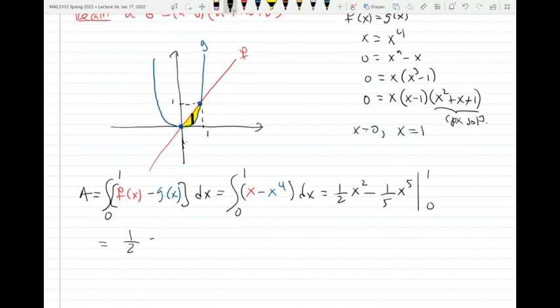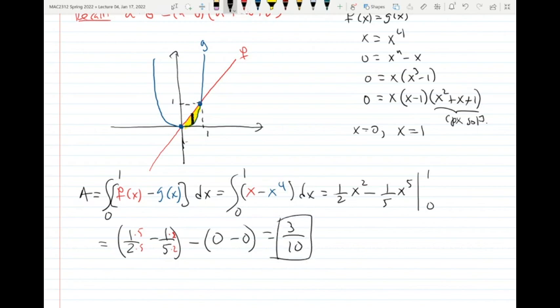And basically this is 1/2 minus 1/5 minus 0 minus 0. And 1/2 minus 1/5. So you can quickly multiply here top and bottom by 5, and here multiply top and bottom by 2. So we get 5 minus 2, that's 3 over 10. All right, questions?